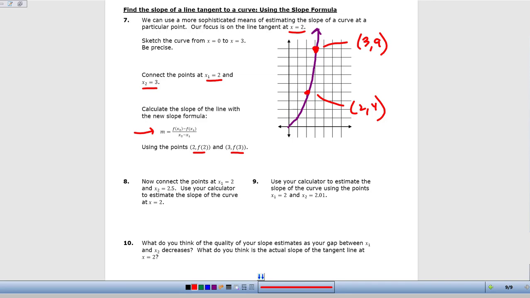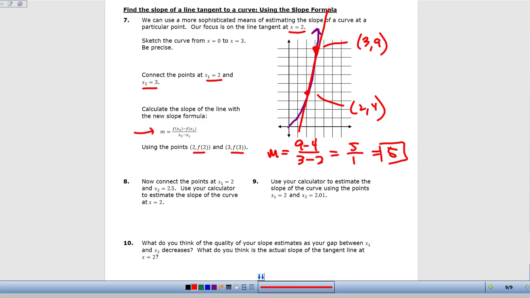So that's what we have here, 2, f of 2 and 3, f of 3, or 2, 4 and 3, 9. If we find that slope, we're going to have 9 minus 4 on the top over 3 minus 2 on the bottom. So we get 9 minus 4 is 5 over 3 minus 2 is 1. So we get a slope of 5. Now, hopefully we look at that and say, well, we know that's not the slope of the tangent line because the line that goes through those 2 points isn't just touching our curve at one location, it's cutting through it, it's intersecting.